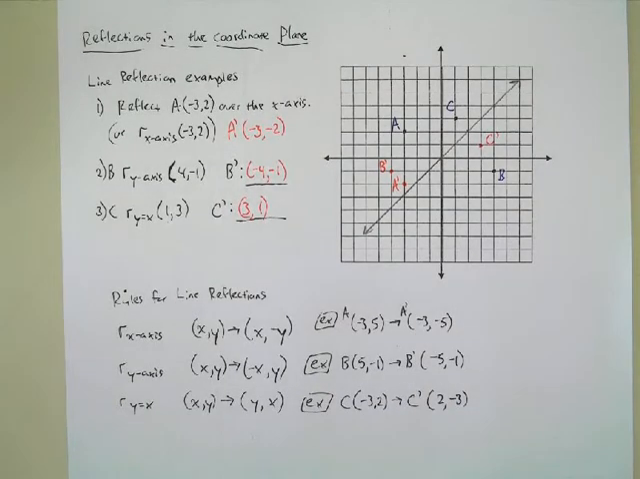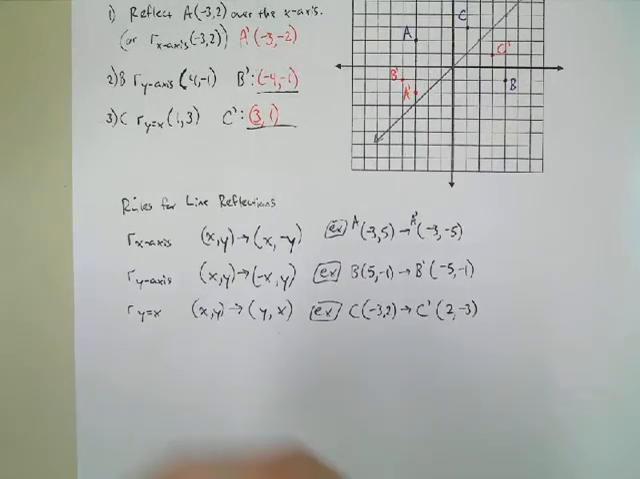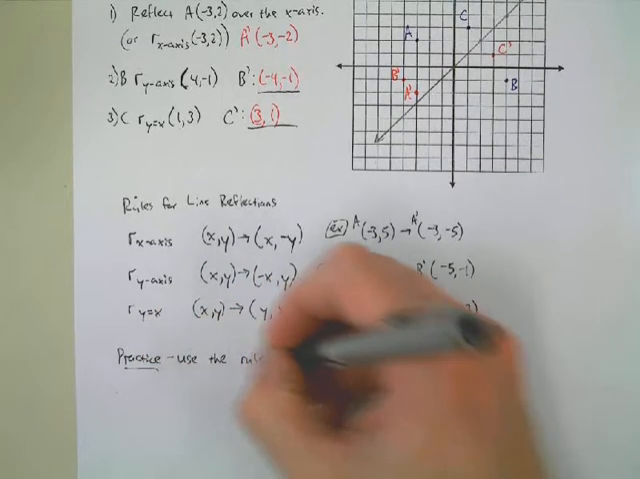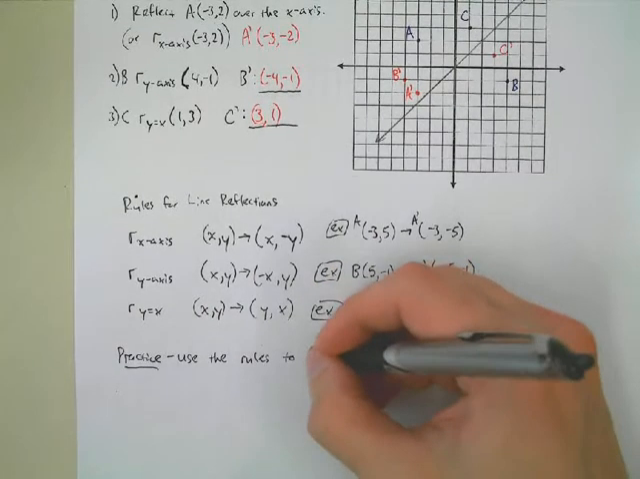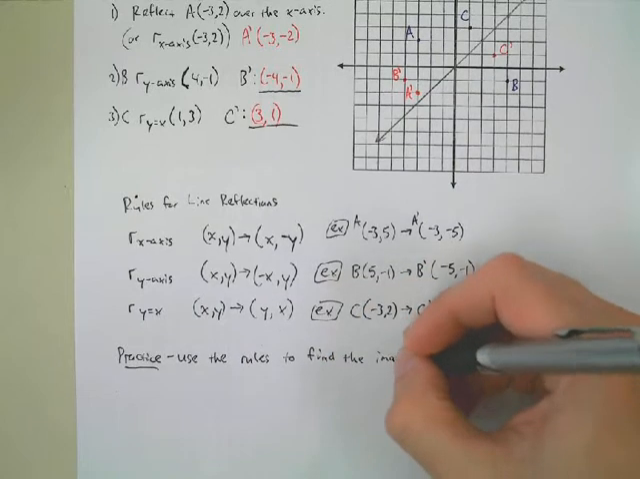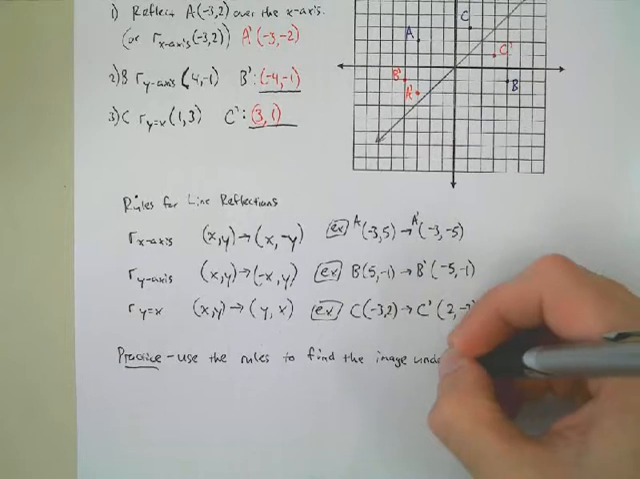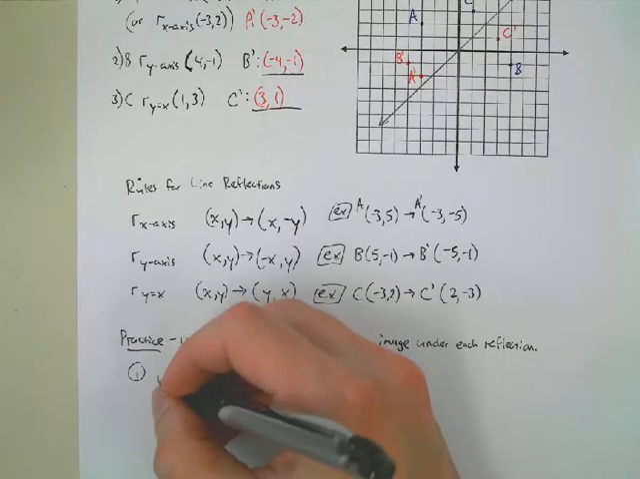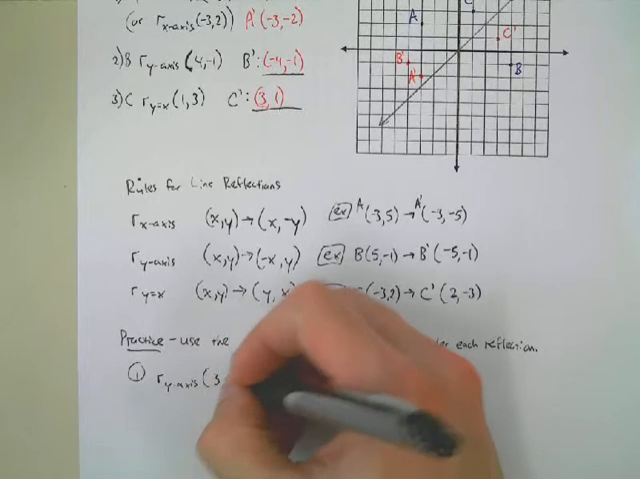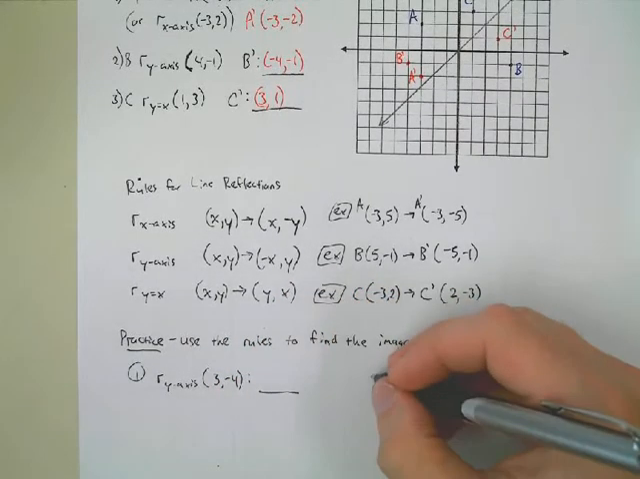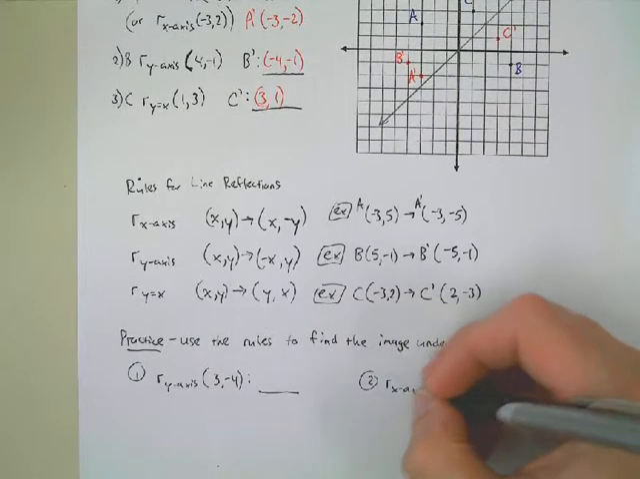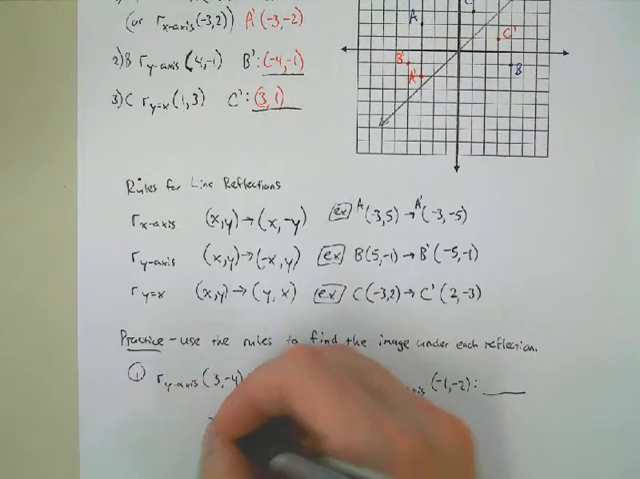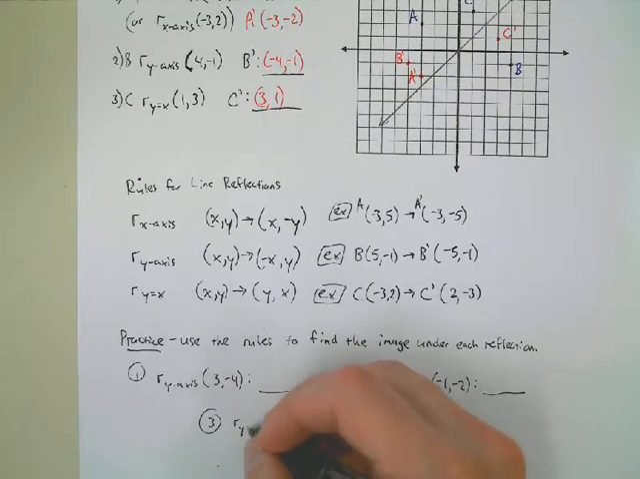All right, so I'm going to give you guys here something to try. So practice. Use the rules to find the image under each reflection. Okay, so those are our directions, and I'll give you 3 here. So 1, I'm going to have you reflect across the y-axis the point (3, -4). Okay, what does that become? 2, I want you to reflect over the x-axis the point (-1, -2). What does that become? And then 3, I want you to reflect over y equals x, the point (-5, 6). And what does that become?